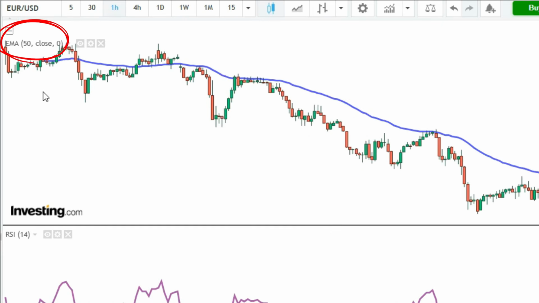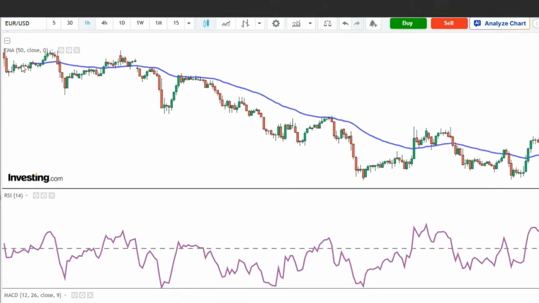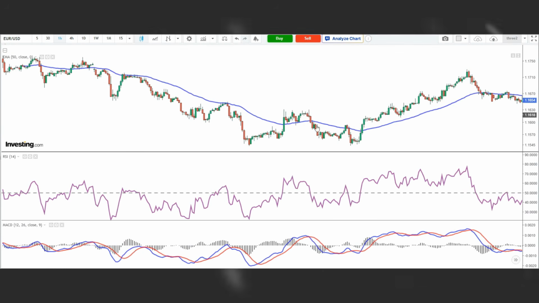For EMA, 50 works well here. It smooths out noise but still reacts in time to price trends. Using EMA 20 might be too sensitive and give you fake trend signals, while EMA 200 reacts too slowly, making you late for most entries.